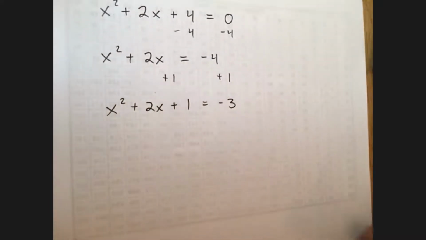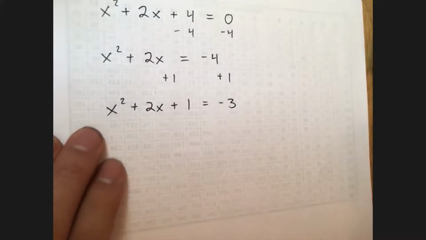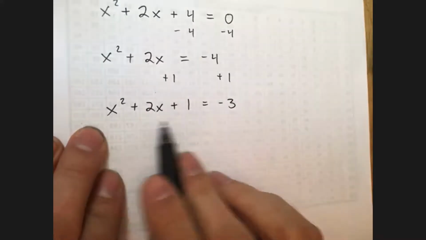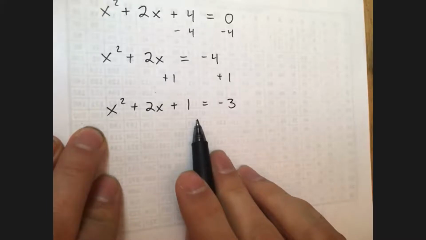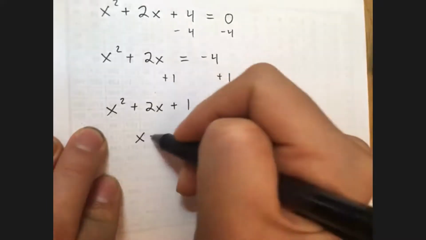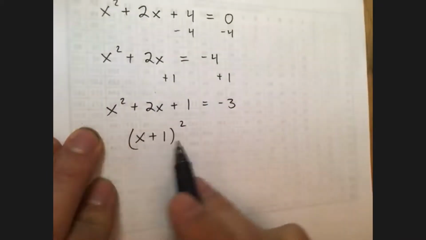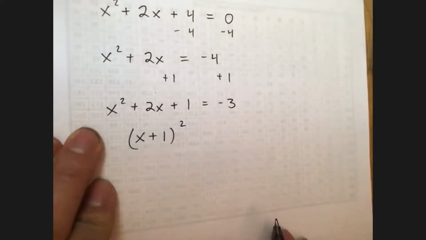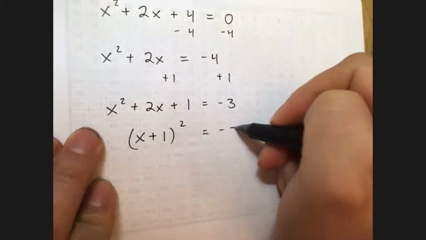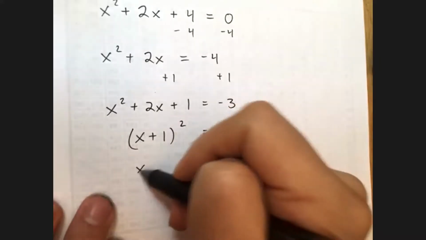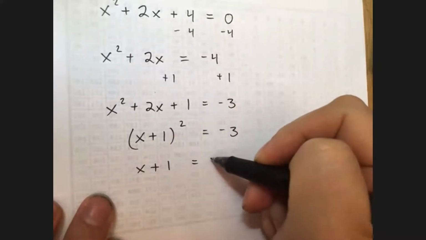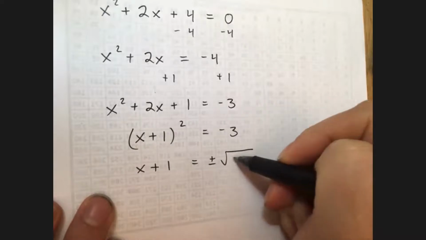Okay. Now, this is supposed to be a perfect square. And we know that it always becomes x plus just half of this. So x plus 1 squared. And you can check it. If you multiply it out, you'll see you get exactly this. Okay. So now we use the square root property. So x plus 1 must equal plus or minus the square root of negative 3.